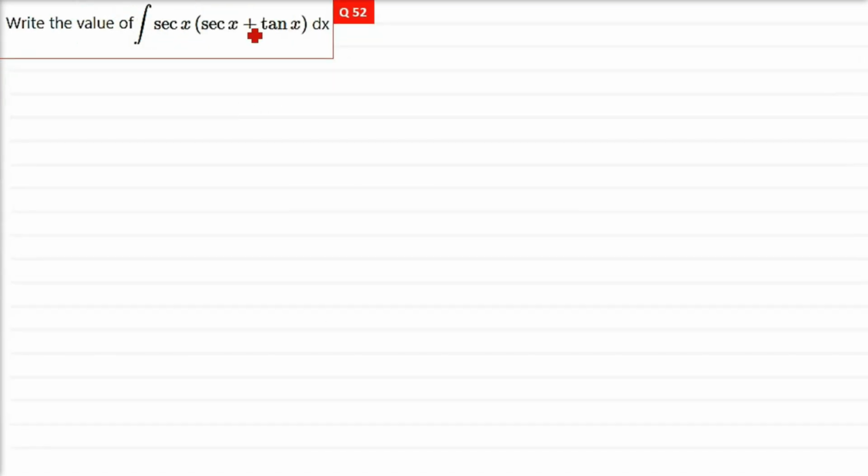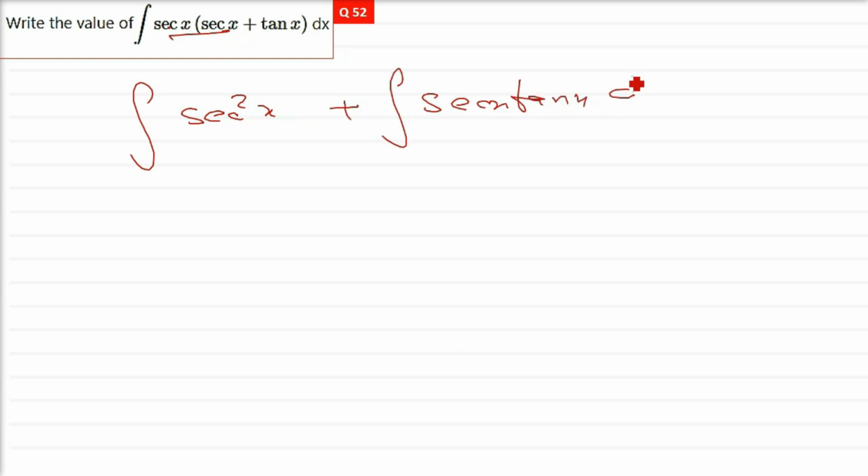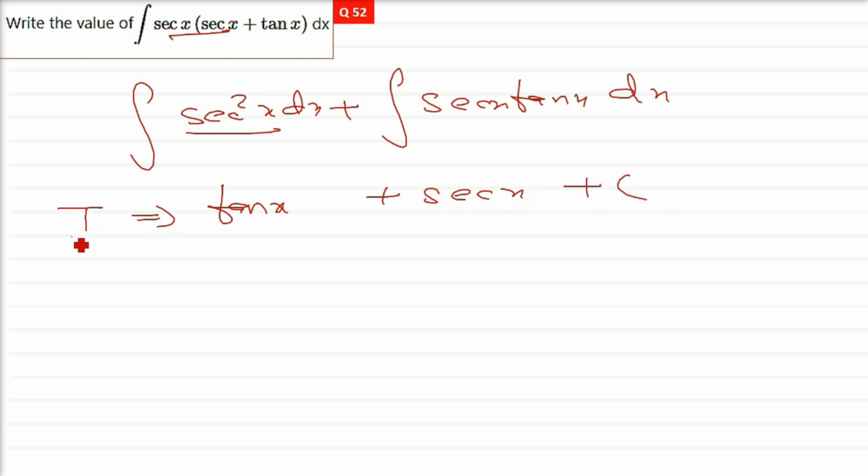Now this is quite straightforward. Just multiply sec x inside. You'll get sec square x, you'll get sec x tan x, and you have directly the integration of these two terms. So I'm multiplying sec with sec x tan x. So the first will give you sec square x. The second will give you sec x tan x. Then you integrate these two. Sec square x will be tan x, and sec x tan x will be sec x only plus a constant of integration. This is your integration.